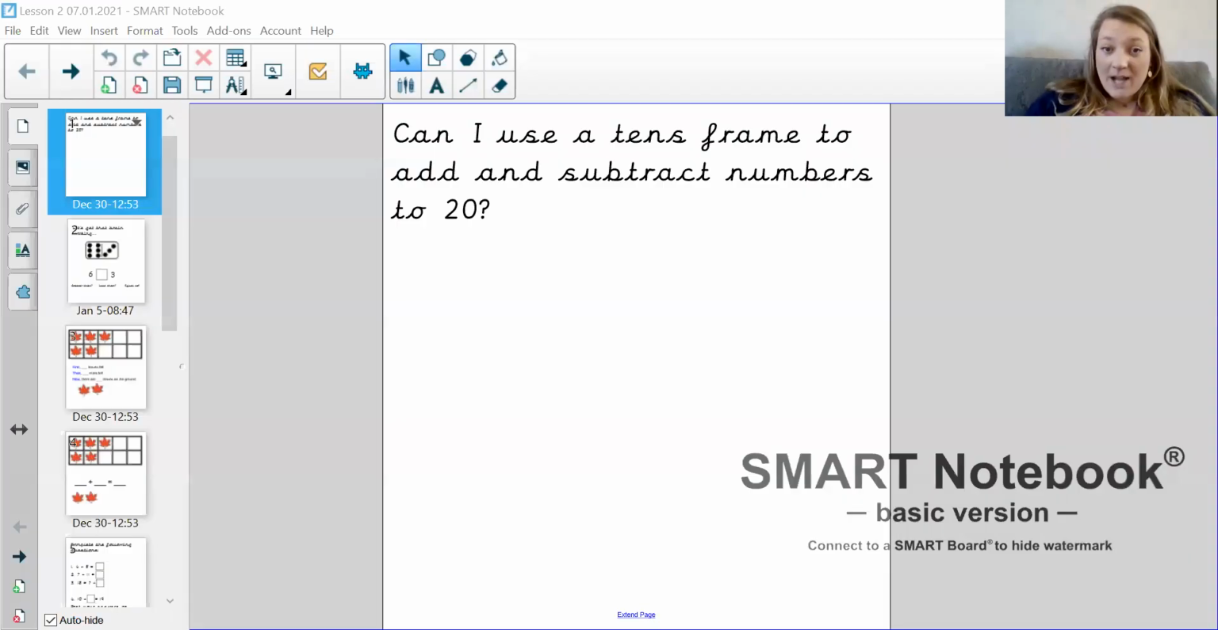So I'm just going to share my screen and then I'll be able to tell you your learning objective. Okay, the learning objective today is, can I use a tens frame to add and subtract numbers to 20? But before we do that, let's recap something.